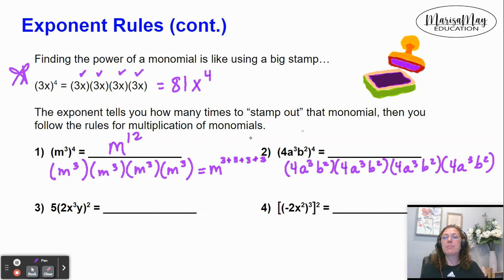Okay, and I think particularly this method of writing it out is super beneficial when we have a number in front there, because I want you to see the multiplication. So it's 4 times 4 is 16, times 4 again is 64, times 4 again is 256. Now I want you to add the exponents.